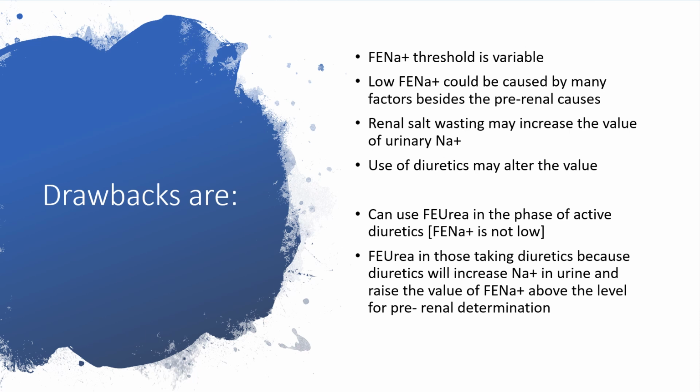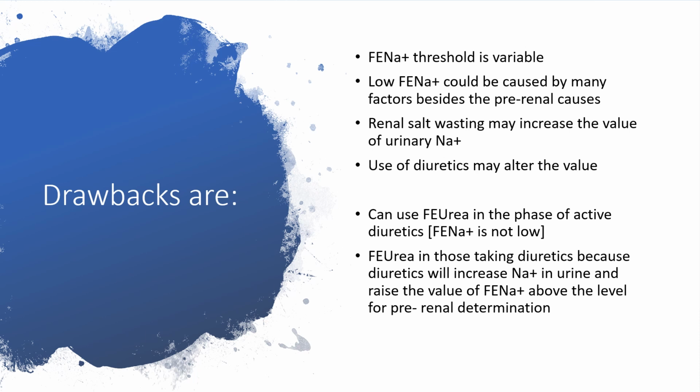The value may be low because there are many factors that could cause a low level besides the pre-renal causes. You can be faced with renal salt wasting, and that will increase the value. And if someone is using diuretics, that will also alter the value. In that wise, you can use the value of urea in the face of active diuretics, when the excretion of sodium will not be low.